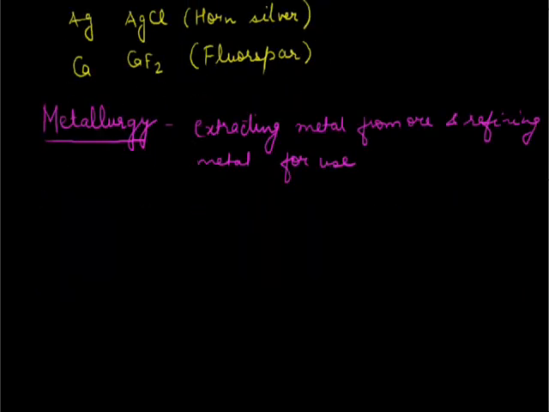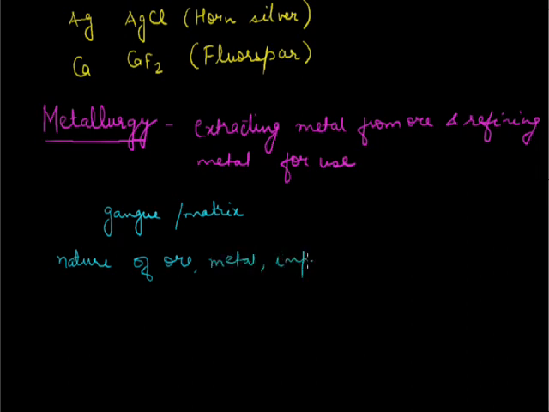Now, ores are occurring in the Earth's crust. So they are associated with impurities. This I've already mentioned. And the impurities collectively are called gangue or matrix. The process of metallurgy depends upon the nature of the ore, nature of the metal, and the type of impurities present. So these three factors are going to decide the method adopted for metallurgy. What are these factors? These factors are the nature of ore, nature of metal, and nature of the impurities present.